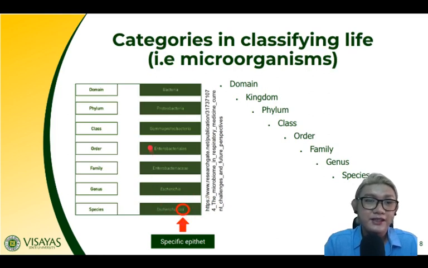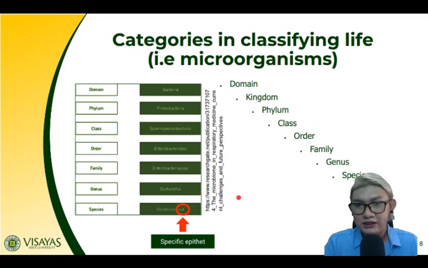Okay, so say for example, the species Escherichia coli. How is it categorized? So Escherichia coli, or E. coli, is under domain Bacteria, under phylum Proteobacteria, class Gamma Proteobacteria, order Enterobacteriales, family Enterobacteriaceae, genus Escherichia, and species Escherichia coli. So you don't say that the species name is coli, because that is the specific epithet. The species name is Escherichia coli. The genus name is Escherichia.